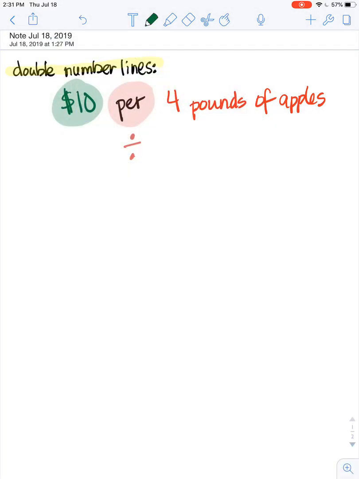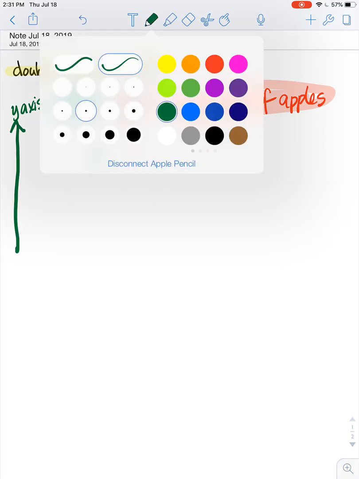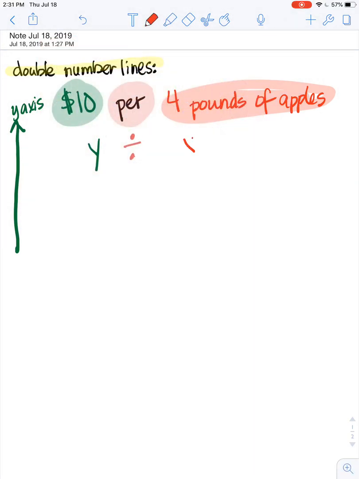This is not going to matter much to you now, but in the future it will. So remember, this is going to be your Y term. When you graph, all of those numbers, all the dollars, are going to be on this vertical axis, your Y axis. And then the second part of your equation, reading from left to right, is this 4 pounds of apples. I bet you can guess what that's going to be. That's going to be your X term.